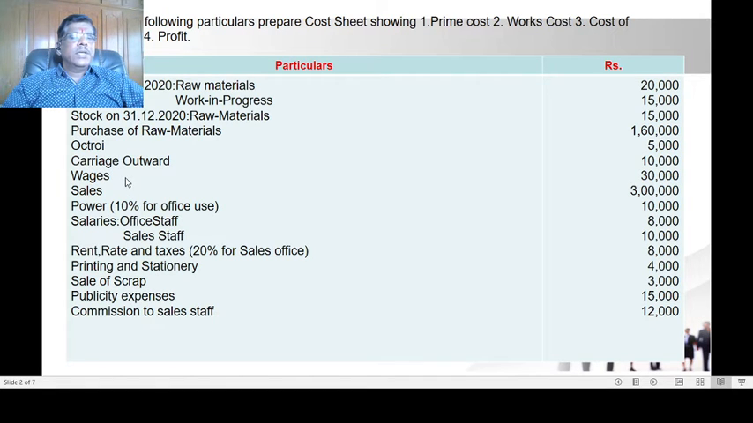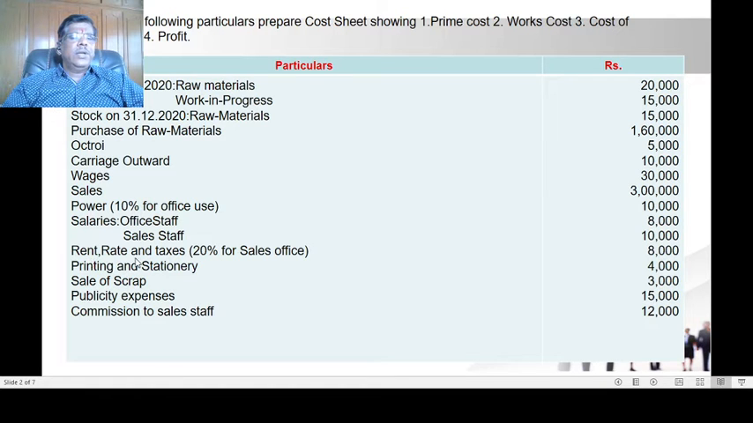Then wages, it is direct expenses, the sales is also given. Then power, 10% is for office use, the remaining 90% relates to the factory or works overhead. Then salary, office staff and sales staff is given. The office staff expenditure is apportioned to the office and administrative overheads. Then the sales staff expenditure is apportioned to the selling and distribution expenditure.